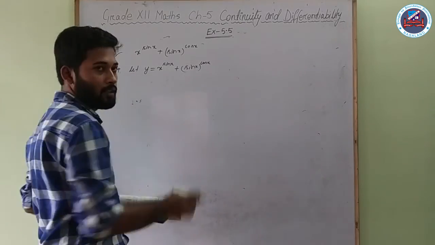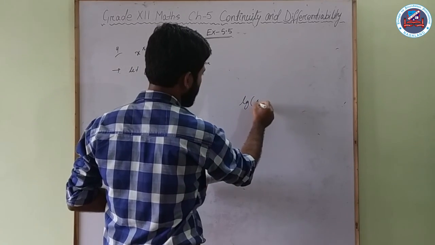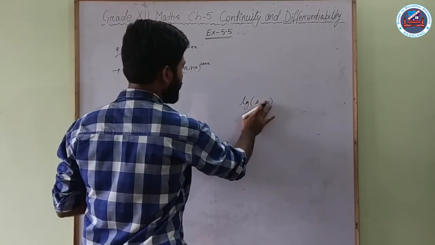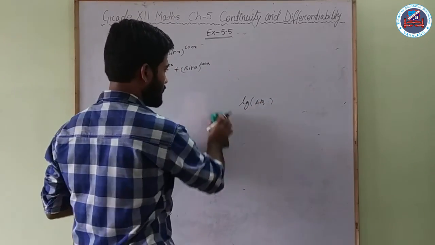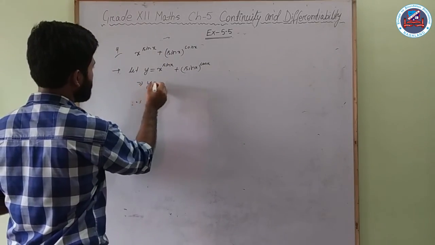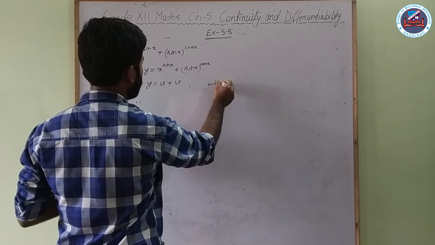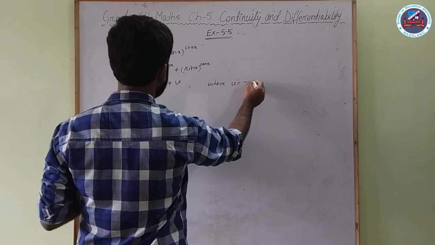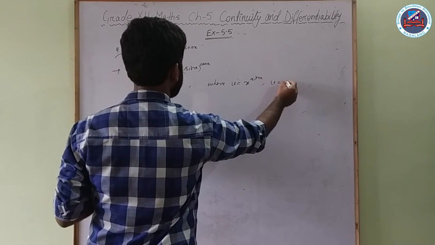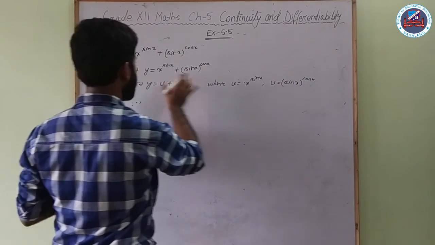If I apply log directly here, we do not have any formula for log of a plus b. We cannot expand it. There is no such formula, because log of ab gives us log a plus log b, but for log of a plus b there does not lie any such formula. So let us consider y is equal to u plus v, where u is equal to x to the power sin x and v is equal to (sin x) whole to the power cos x. So we have considered these two as u and v.